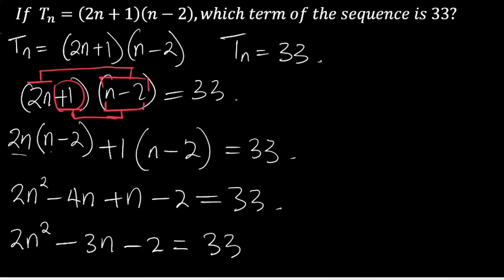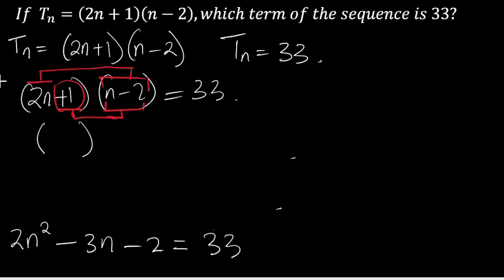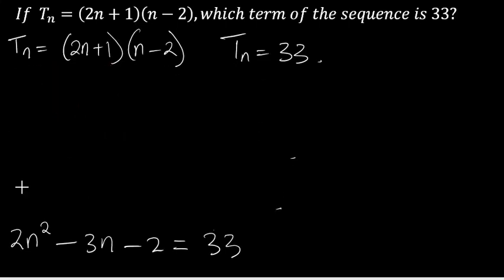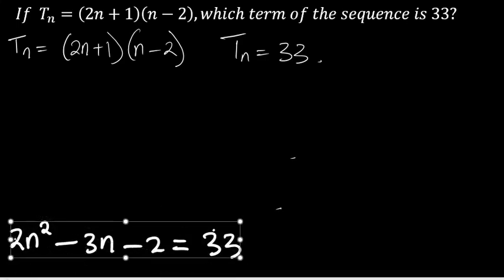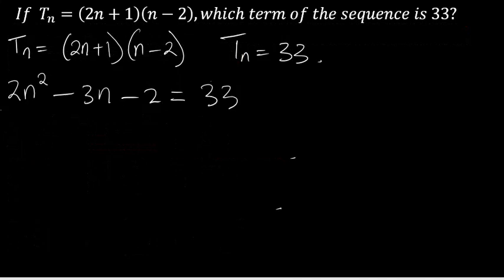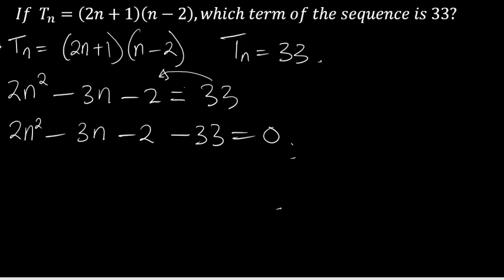Now let me delete this and this, and move this up. I want to move this 33 to the other side. If you move it to the other side, you have 2n squared minus 3n minus 2 minus 33 equal to 0. Minus 2 minus 33 will give you minus 35, which is equal to 0.